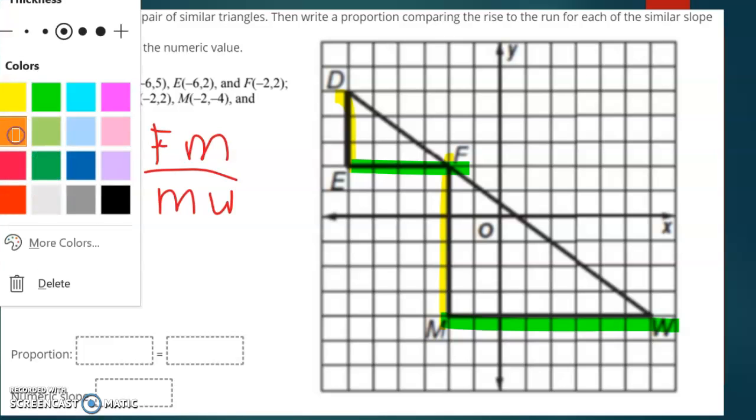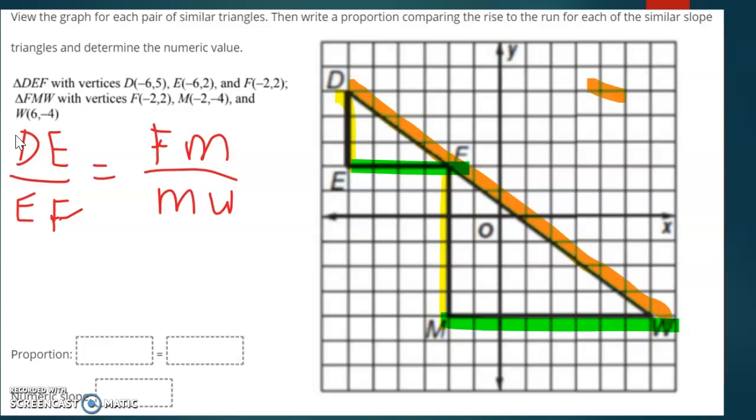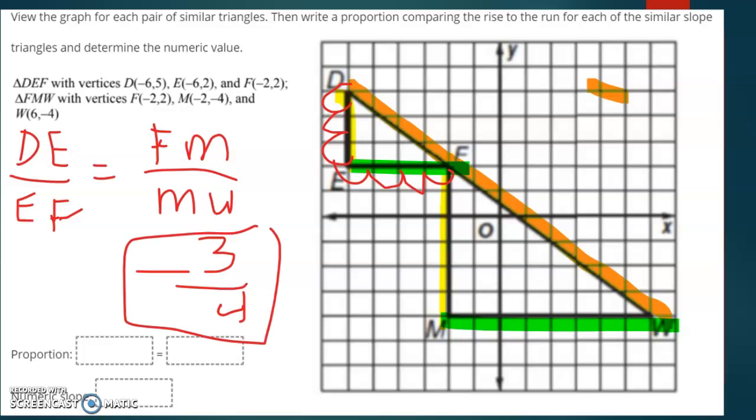Don't forget to look at this line and decide that it's a negative slope, so your slope is going to be negative. You're going to go 1, 2, 3 over 1, 2, 3, 4, but it's a negative slope, so your slope is negative 3/4.